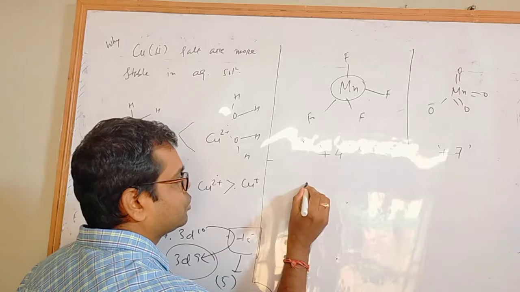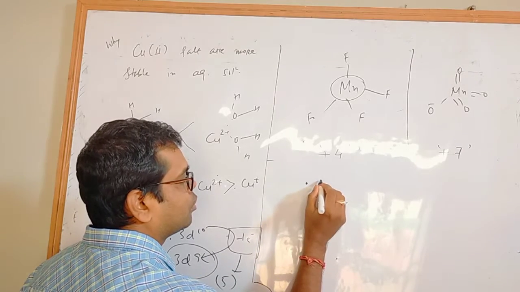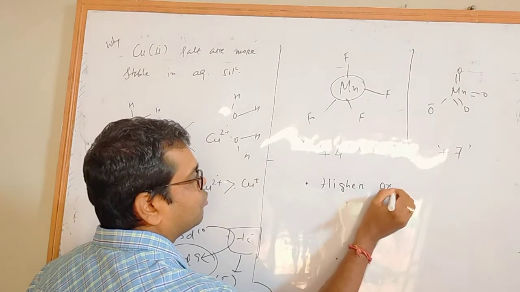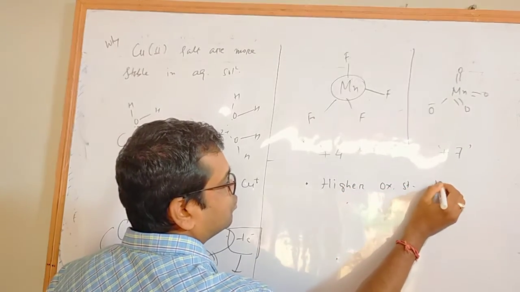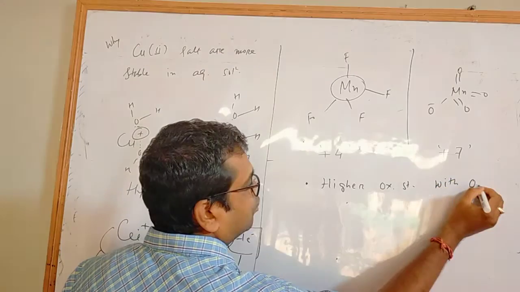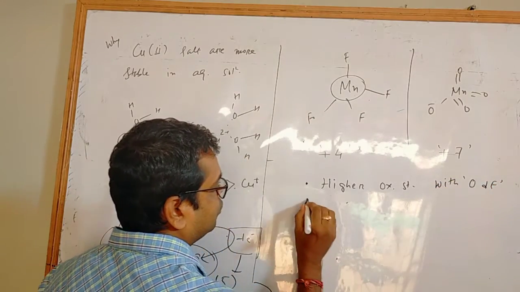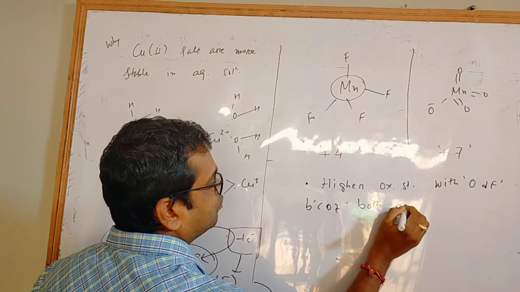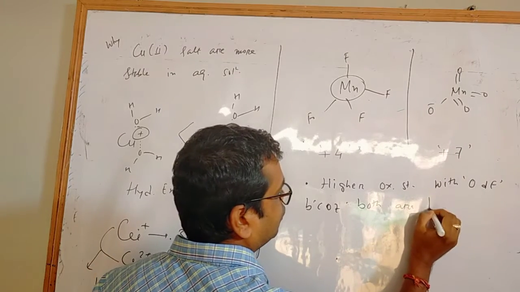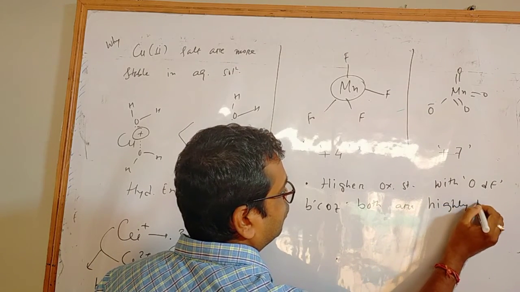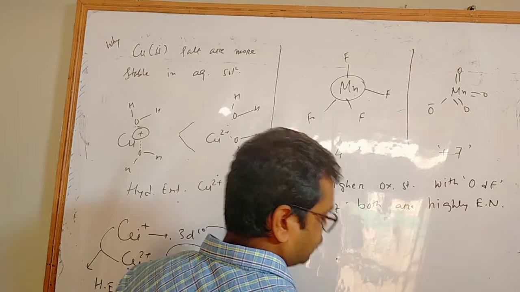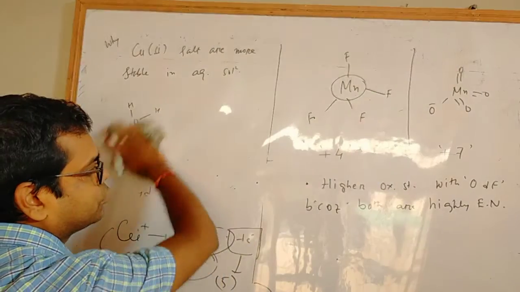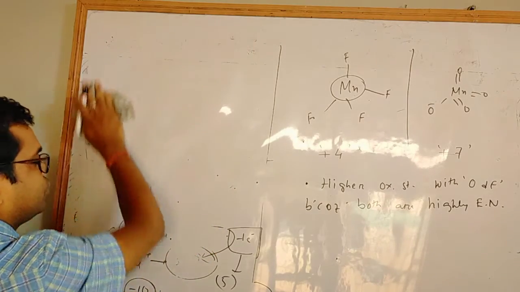So first point is: higher oxidation state with oxygen and fluorine because both are highly electronegative. This is higher oxidation state with oxygen and fluorine.